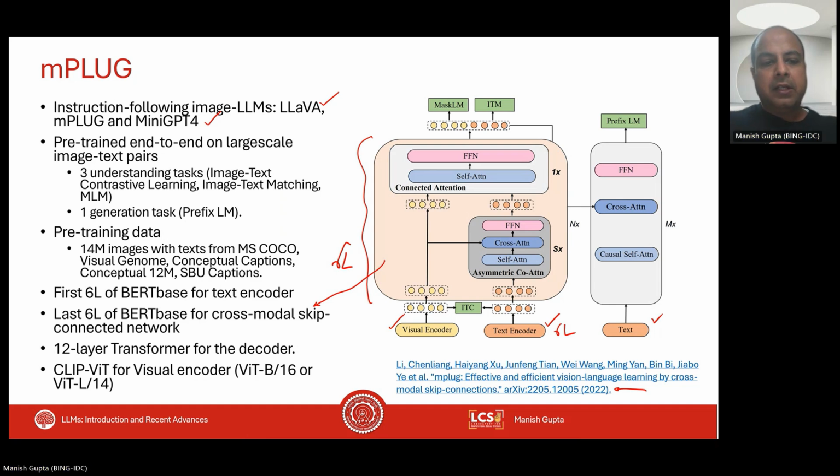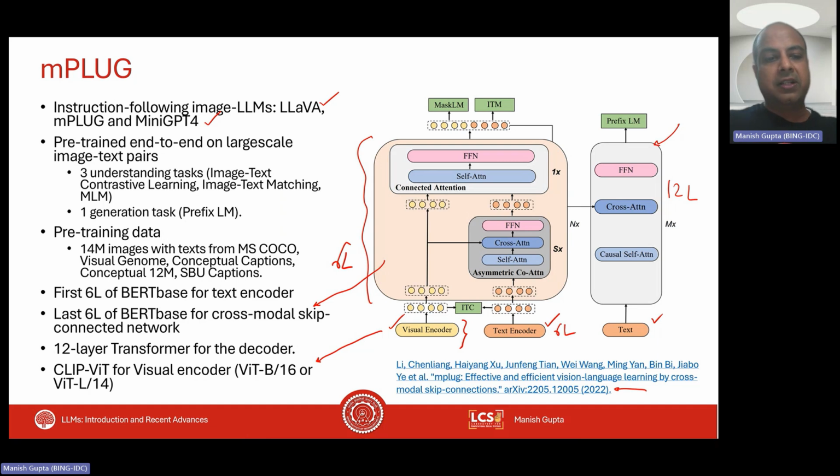On the right-hand side, you basically see the standard transformer decoder with all the 3 sublayers, the causal self-attention, cross-attention, and feed-forward, and that's basically a 12-layer transformer decoder model. For the visual encoder, they use a CLIP ViT model, CLIP base or CLIP large, ViT base or ViT large model. So that's that.